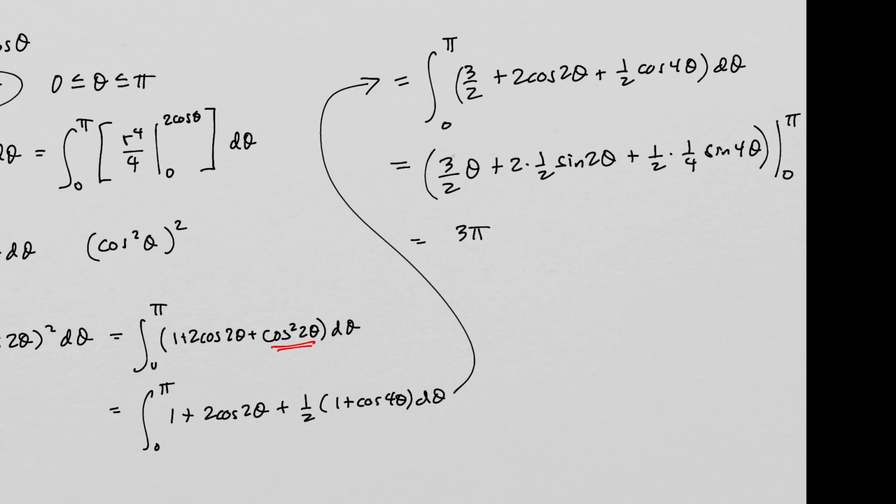This is 3 pi over 2. When we plug pi in here, we get 0. When we plug pi in here, we get 0. And when you plug 0 in all of these, you get 0. So the answer is 3 pi over 2.